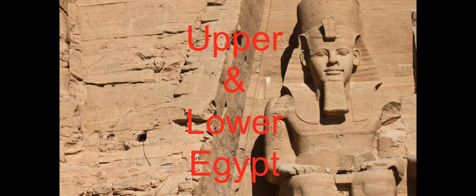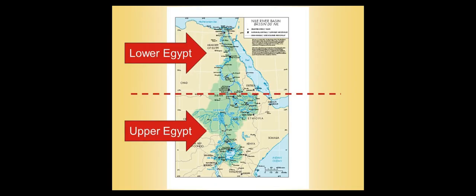Upper and Lower Egypt. Around 10,500 BC, Egypt was separated into two different kingdoms. These two kingdoms were referred to as Upper and Lower Egypt. Upper Egypt was towards the south, while Lower Egypt was towards the north. So we have to wonder, why is Lower Egypt above Upper Egypt?